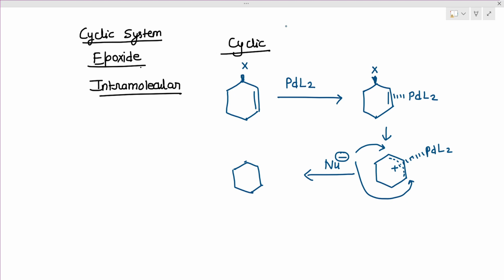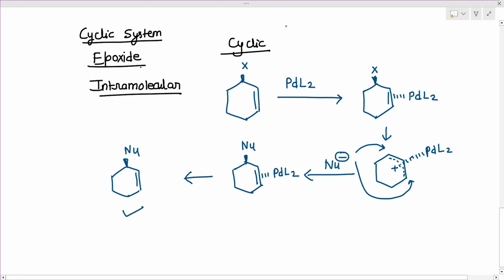Suppose it is attacking from above the plane. So we are getting the nucleophile here, and here this is the palladium complex. See here, this nucleophile has attacked from the above-the-plane side. Why? Because our palladium complex is formed below the plane. So we are getting the nucleophile above the plane. Then this will change to this complex, so this will be your final product. I think you understand all the concept. Now see one question from CSIR NET.